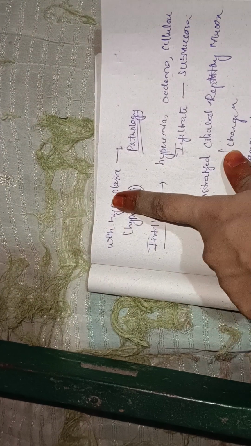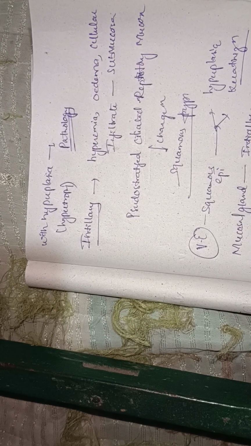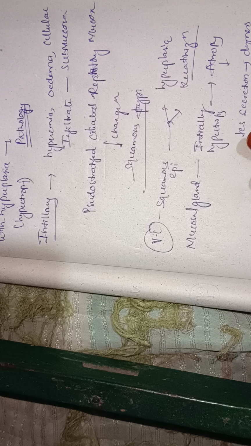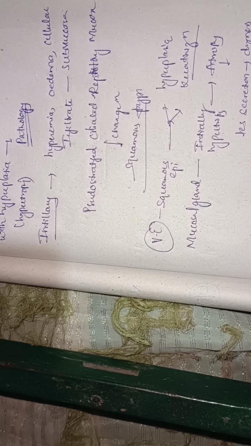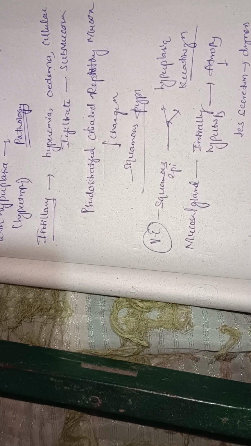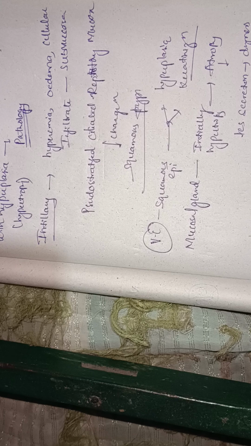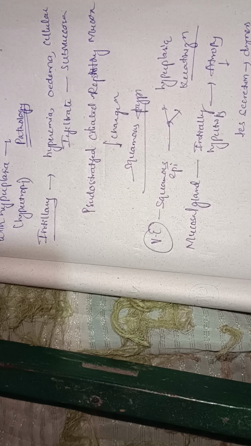With hyperplasia is hypertrophy. Initially there is hyperemia, edema and cellular infiltrates in the submucosa. Next, the epithelium of the normal respiratory mucosa is converted into the squamous type. The vocal cord squamous epithelium leads to hyperplasia and keratinization. The mucous glands initially undergo hypertrophy, then atrophy leads to decreased secretion and dryness of the larynx.